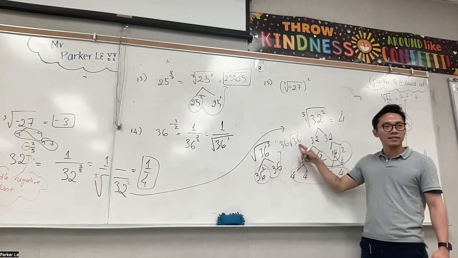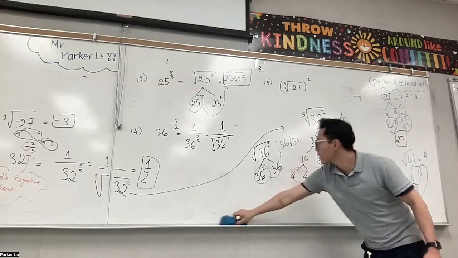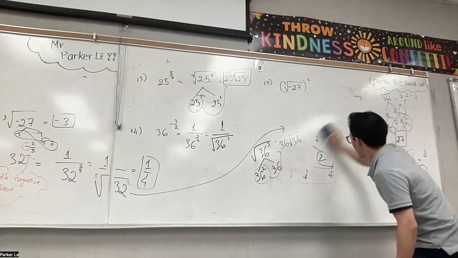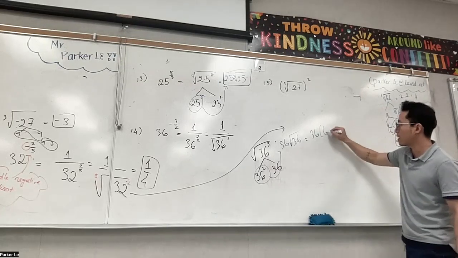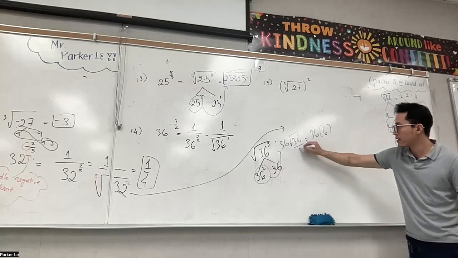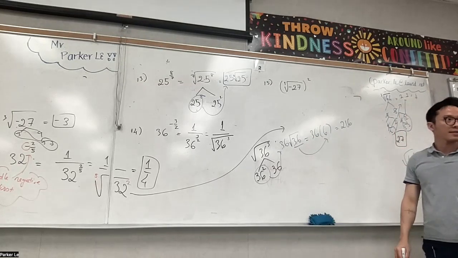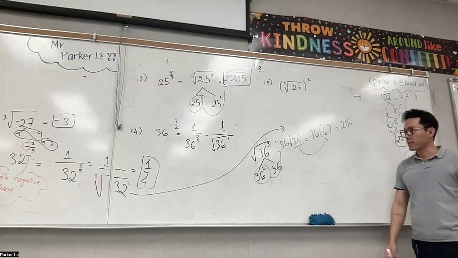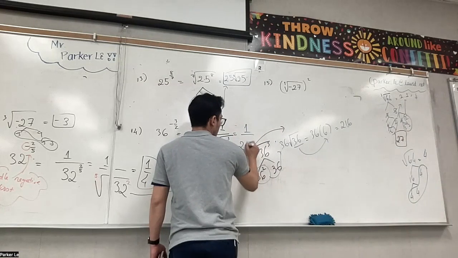And what is the square root of 36? 6, right? So here, let me erase this. So this equals 36 times 6, right? The square root of 36 is 6. 36 times 6 is 216. So that's how Maria got 216. So the answer is 1 over 216.